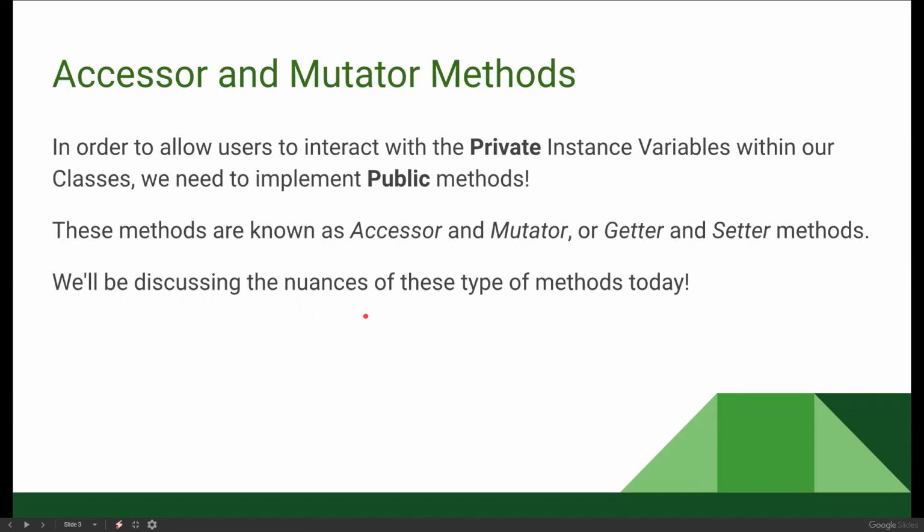In order to allow users to interact with these private instance variables, we need to implement public methods that will either surface information about the variable or change the variable. These are called accessor and mutator, or getter and setter methods. We're going to be talking about some of the nuances within each of these different types of methods today.